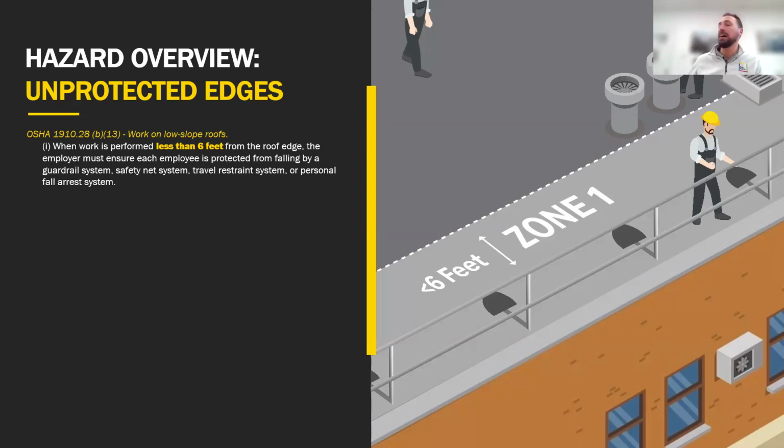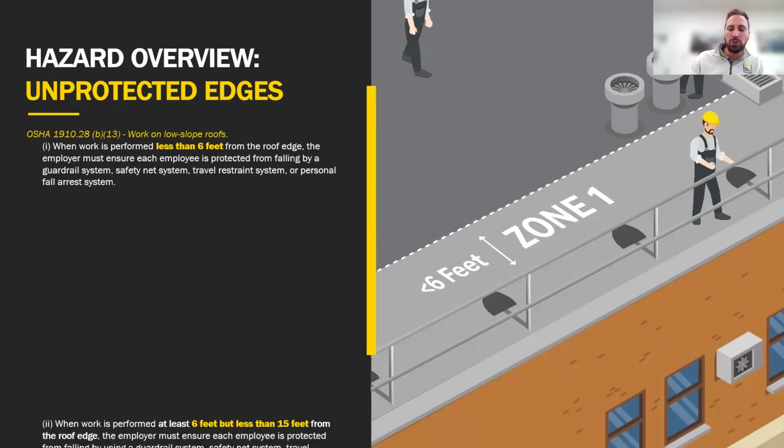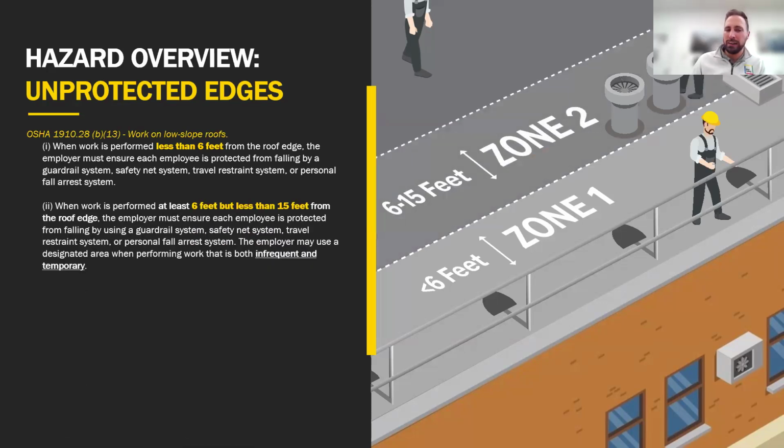If you're working in this area, you have to be protected by something, whether it's a guardrail, safety net, travel restraint, or personal fall arrest. That's really straightforward. Zone 2 gets a little bit more nuanced.